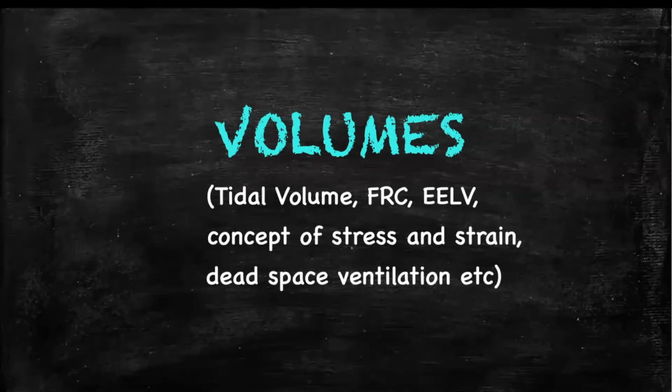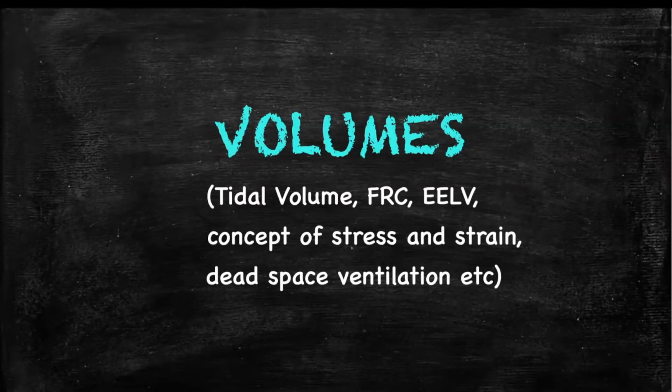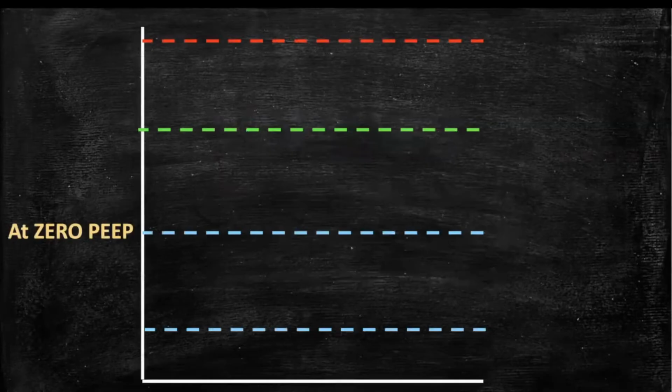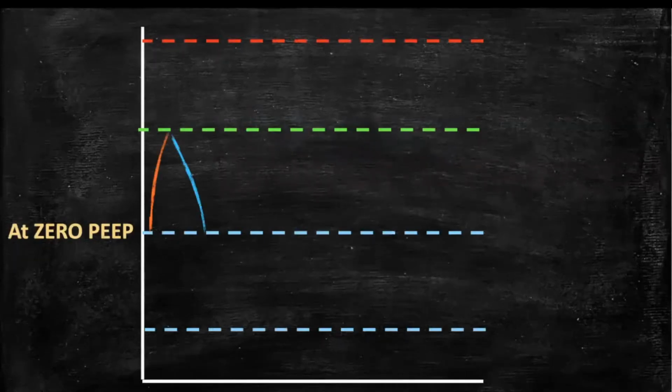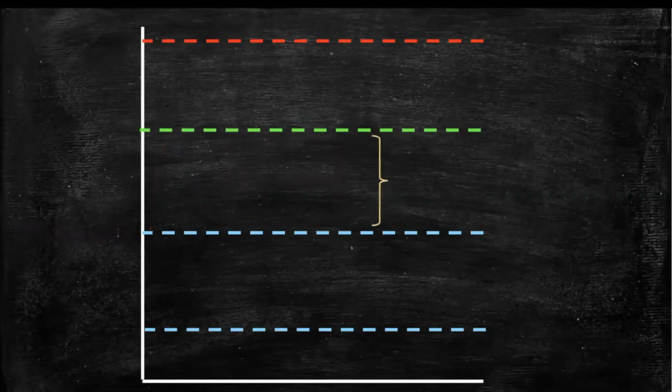In the volume, we have certain terms like tidal volume and expiratory lung volume. Functional residual capacity is also a type of volume. And then the concept of stress and strain will also be discussed along with dead space ventilation. So at any certain PEEP, which may be 0 PEEP or some clinically applied PEEP, when there is normal breathing going on at a certain inspiratory volume, that volume is called tidal volume.